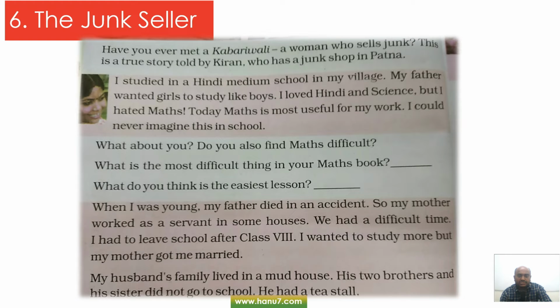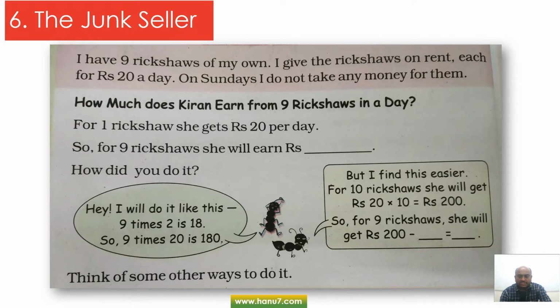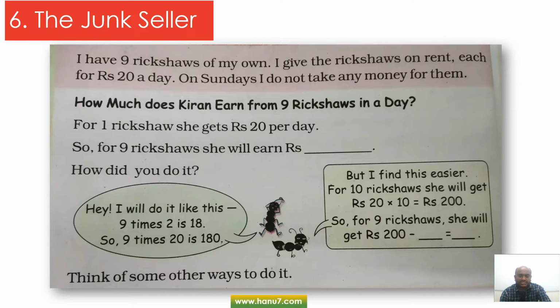In the last session we have seen the narration of the junk seller who is famously called in India as Kabari Wali. Kiran was such a junk seller, so we have seen her narration and her progress in running the junk selling shop. She started her journey from a small pakka house, and then they went to the kacha house with the TV and some extra facilities, and she owned 9 rickshaws like that.